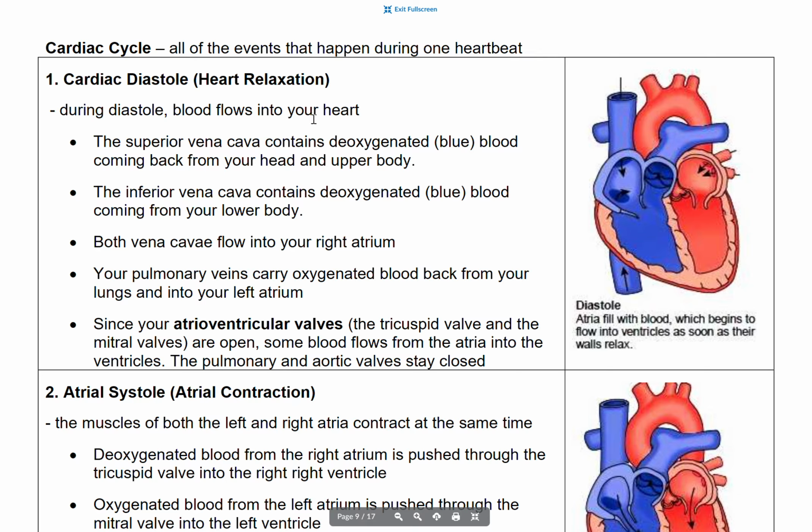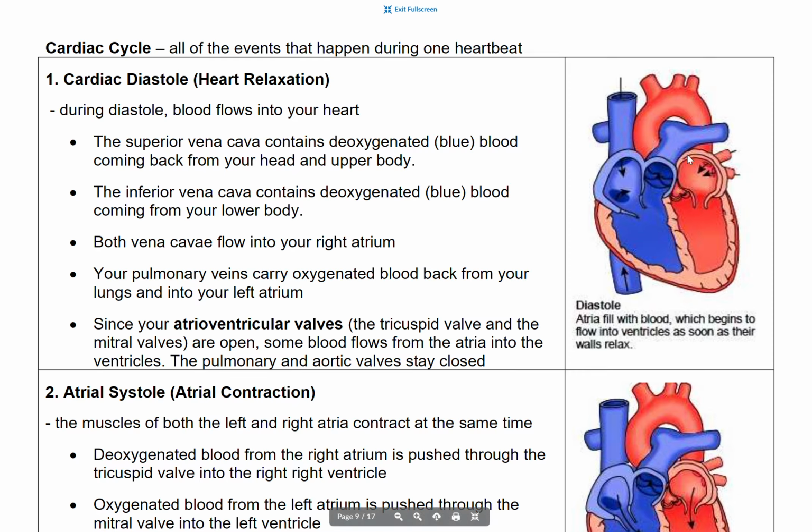So you can see the superior vena cava contains deoxygenated, or blue, blood coming back from your head and upper body. You can see that up here. And the inferior vena cava contains deoxygenated, or blue, blood coming from your lower body. Both of these will empty into the right atrium, so the blood is going to flow into here.